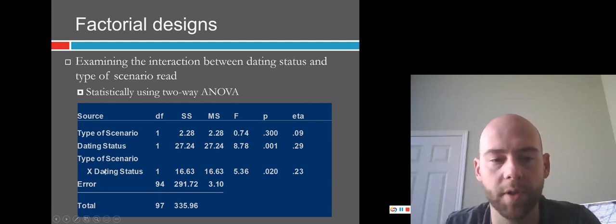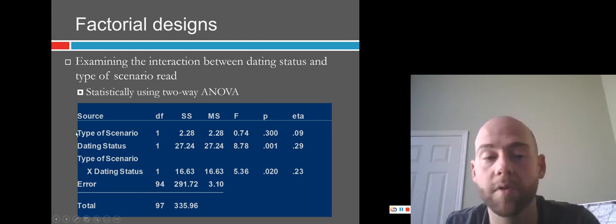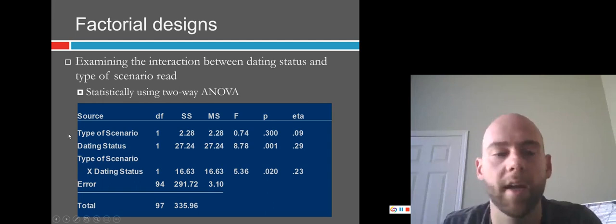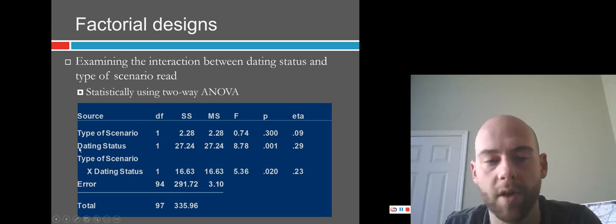But it's also useful to know that this multiplication sign, or if you phrase it as times between those two variables, that is a very literal thing. So the way that you come up with these terms for interactions actually is by multiplying the values for your independent variables together. So for each participant, let's say they had a 0 in the dating status column and a 0 in the type of scenario column and a 1 in the dating status column.